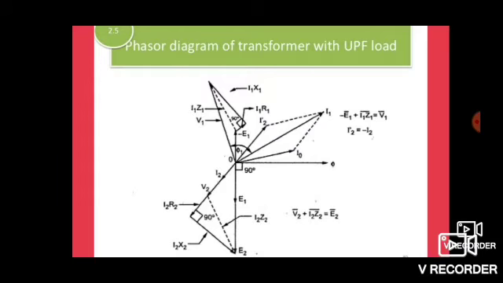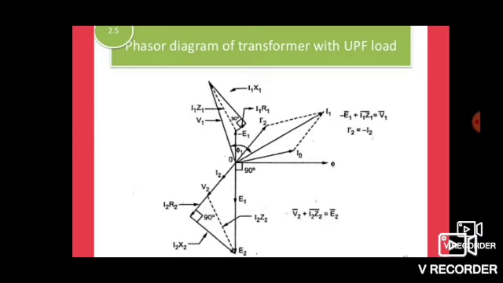First we have to draw the input current I1, which is the resultant of the no load current I0 and I2 dash, the primary current due to the secondary winding flux. I2 dash is opposite to I2. So the resultant of I0 and I2 dash is the primary input current I1.